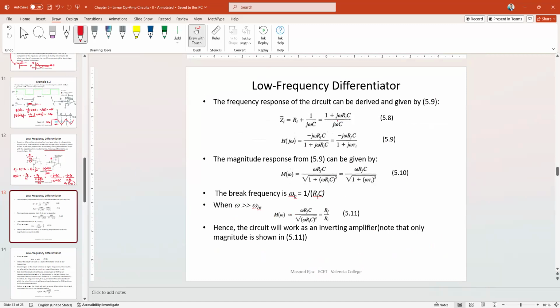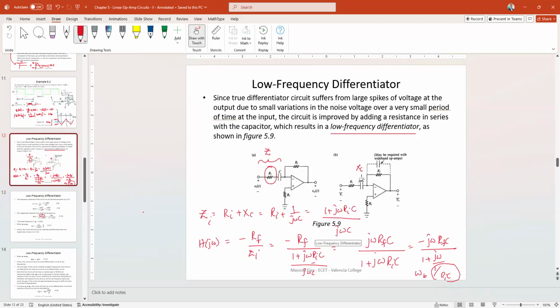So once again, for the magnitude response, the magnitude is going to be the magnitude of the numerator, which is omega RFC, over the magnitude of the denominator, which is going to be the square root of the real part squared, 1 squared, plus the imaginary part squared, omega R input C squared, which is right here. Tau input is the time constant of the input series R input and C circuit. And again, I showed you omega B, the break frequency, which is 1 over R input C, which is right over here.